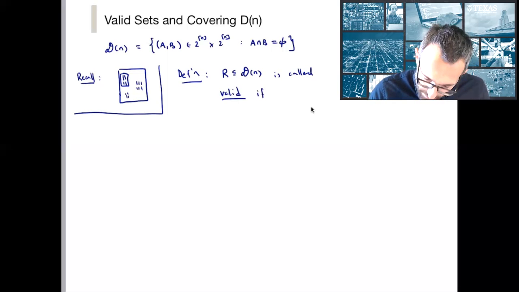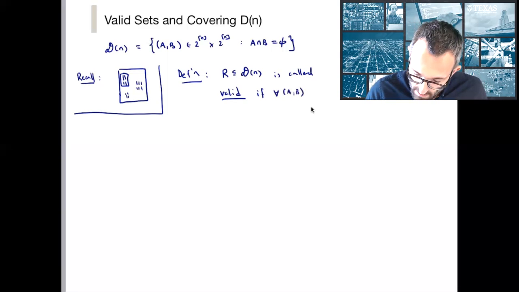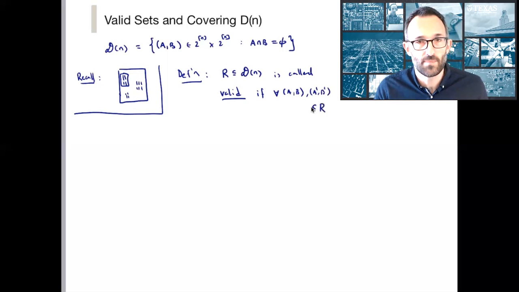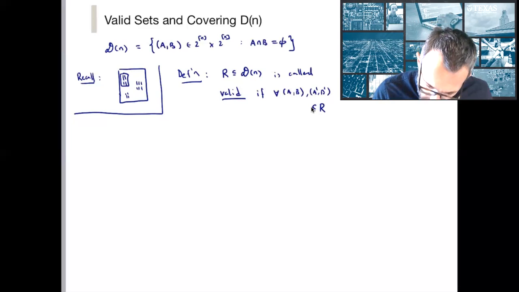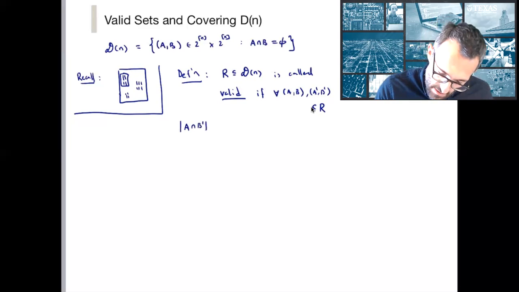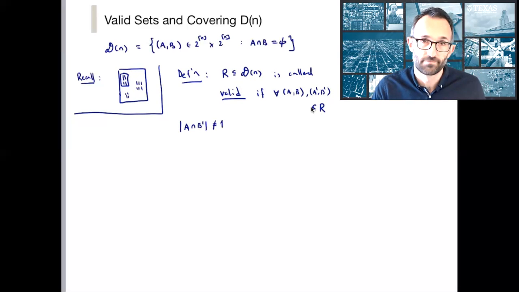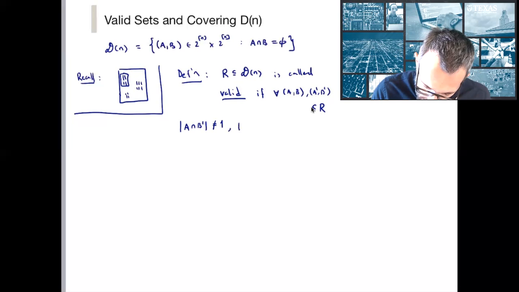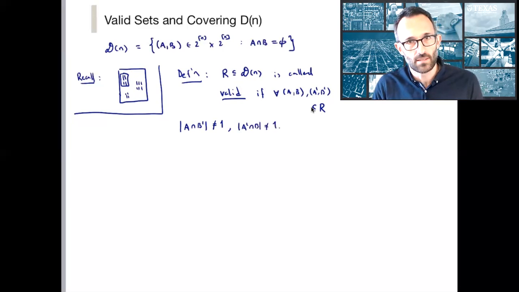If for any two pairs, A B and some other pair, A prime, B prime, both of these belonging to R, then the intersection of A and B prime is not equal to 1. So let's again understand what that means. And also, since this has to hold for any two pairs, this also implies that A prime and B is not equal to 1.